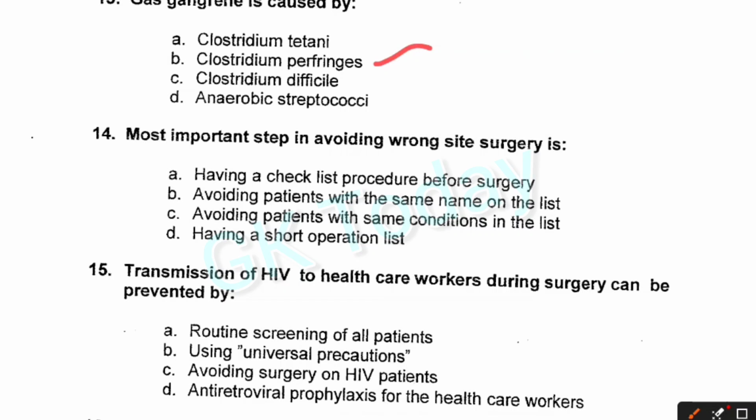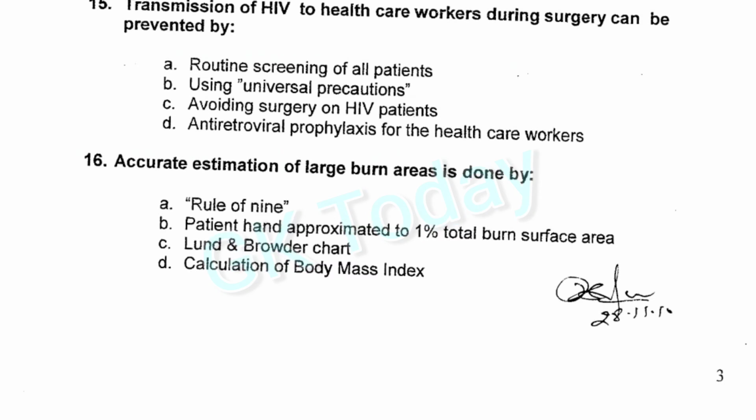Question number 14. Most important step in avoiding wrong side surgery is? Option A, having a checklist procedure before surgery. Question number 15. Transmission of HIV to healthcare workers during surgery can be prevented by? Option B, using universal precautions. Question number 16. Accurate estimation of large burn areas is done by? Correct answer option C, Lund and Browder chart.